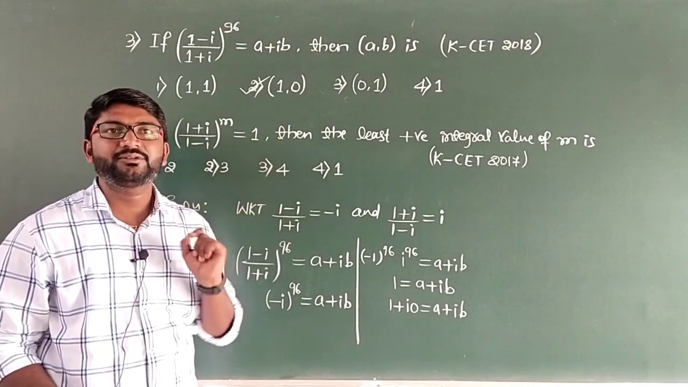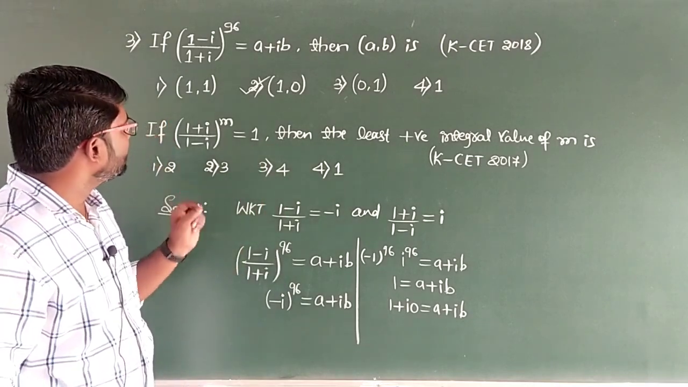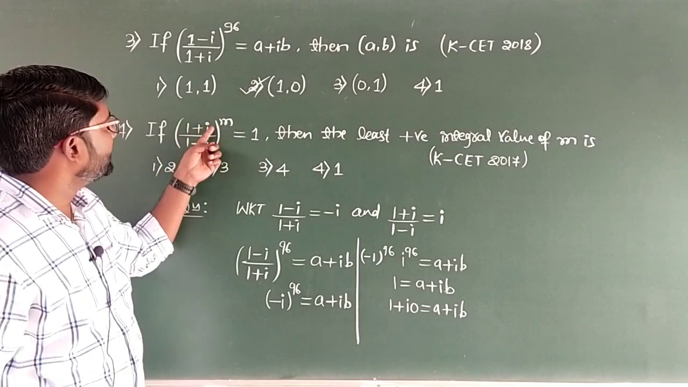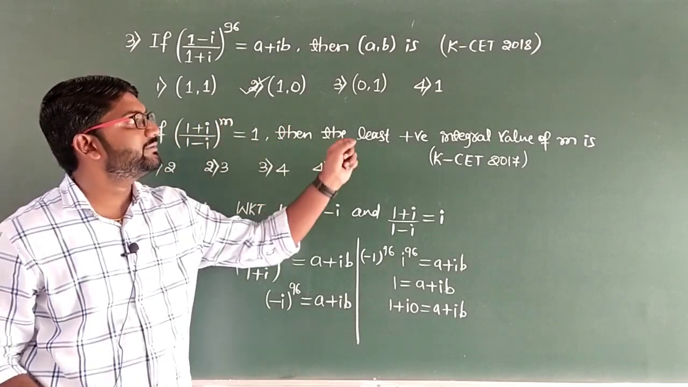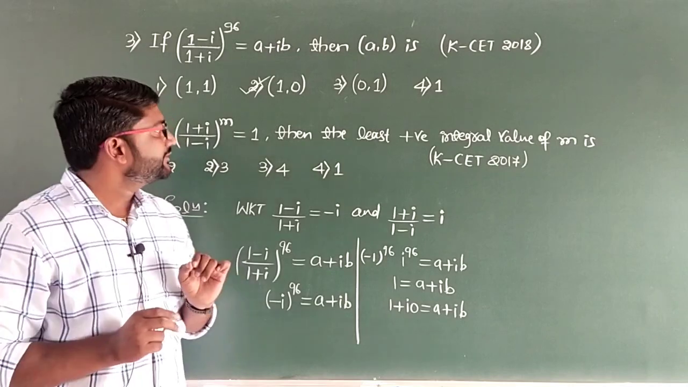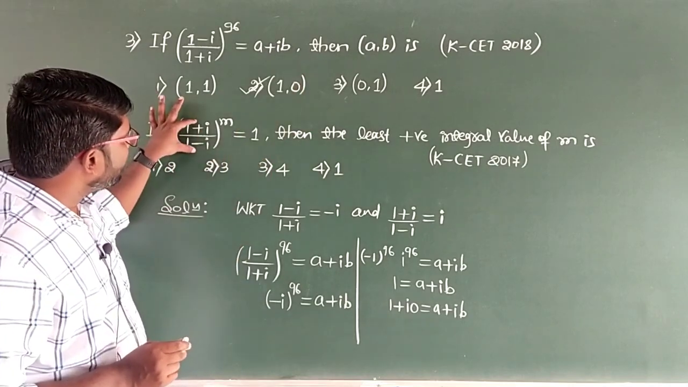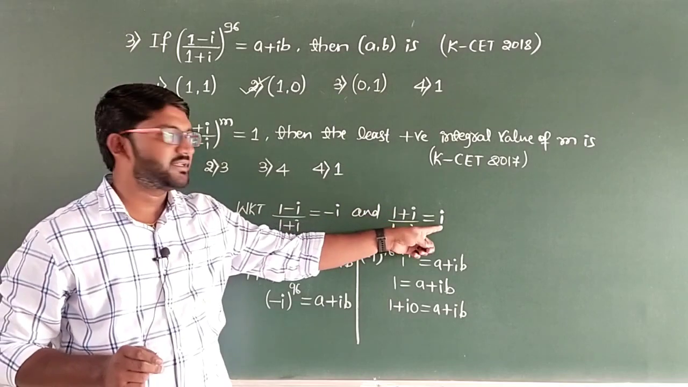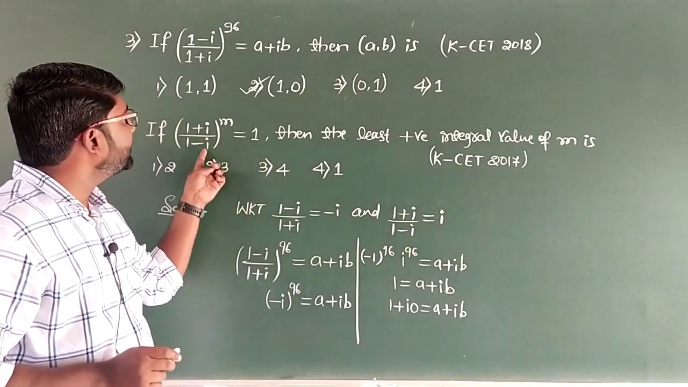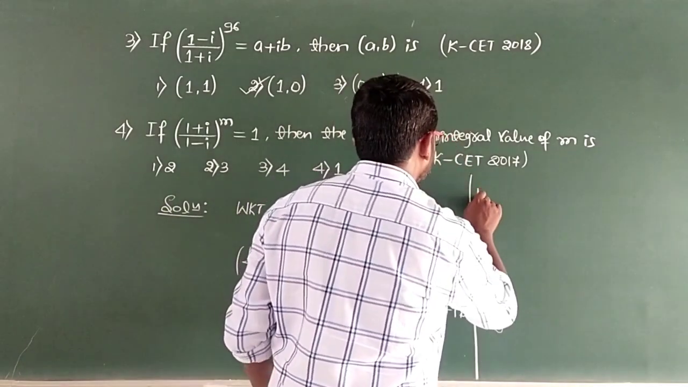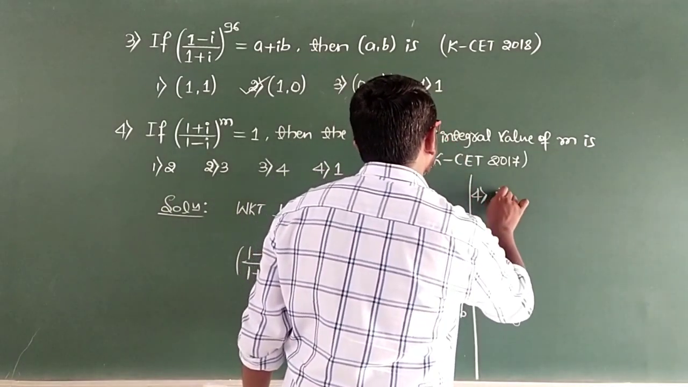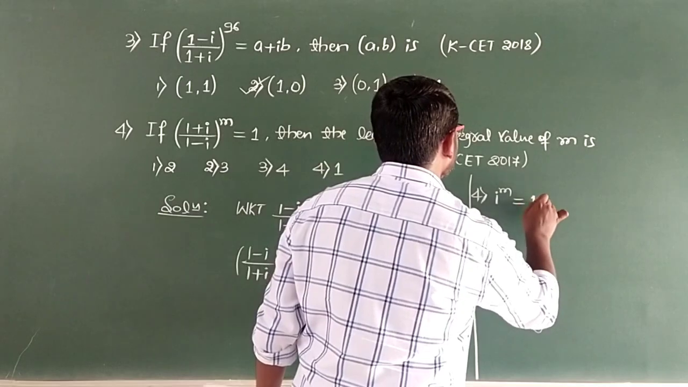Again it is similar to question number 3. So observe question number 4 here. If 1 plus i by 1 minus i whole to the power m is equal to 1, then the least positive integral value of m is. So now 1 plus i by 1 minus i value is plus i. So overall we get i raised to m equal to 1. Question number 4, i to the power m is equal to 1.